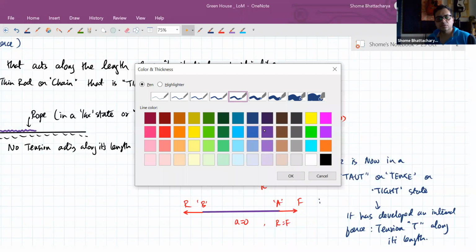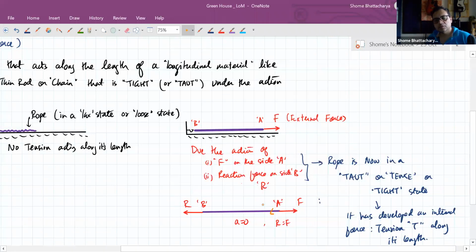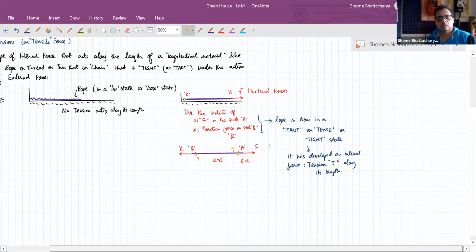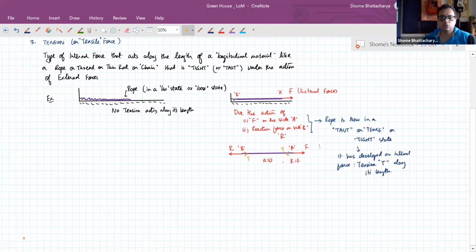That tension now within the rope will act like this. This end of the rope where we are pulling with a force F, that end will experience a tension inwards. The hook will experience a tension towards the right. So that force opposes the external force. You can literally imagine that if you have this rope tied to the wall and you're pulling it from one end, your hand will experience an equal and opposite force. So that is the tension in the rope.